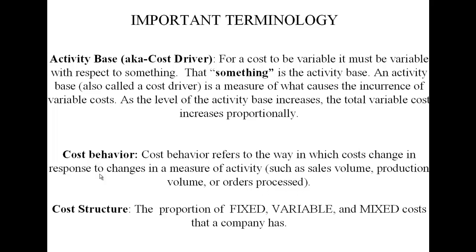Of course, cost behavior is defined as the way in which costs change in response to changes in the measure of an activity. So an activity base, for example, might be the number of units that we produce, right? So the more units that we produce, obviously the more direct labor and direct materials are going to be consumed. And cost structure is the proportion of fixed, variable, and mixed costs that a company has. And we'll talk about, like I said, and define each of those here in just a moment.